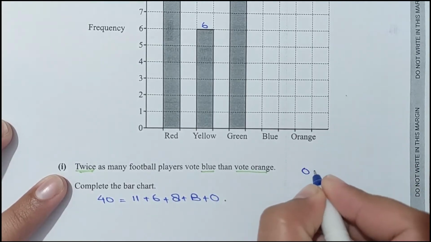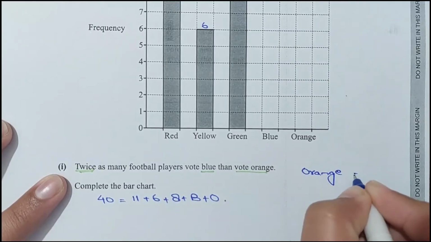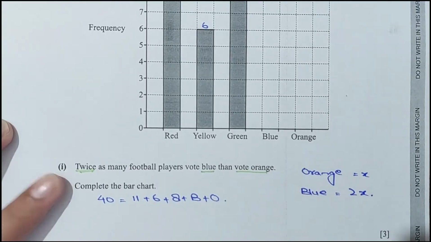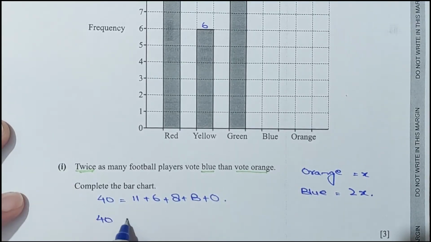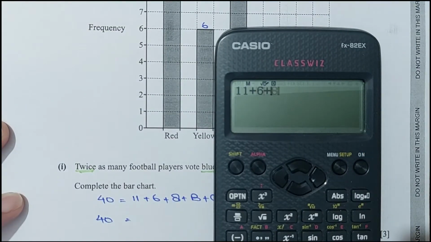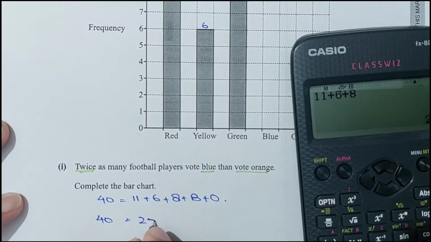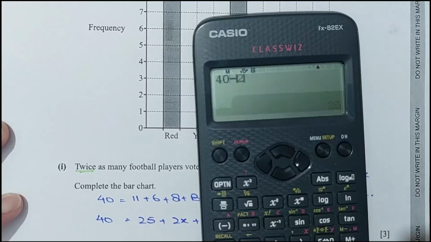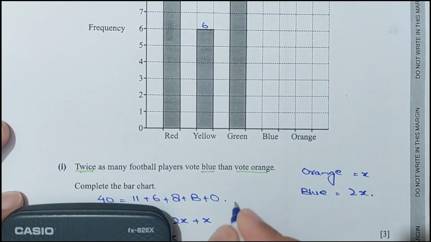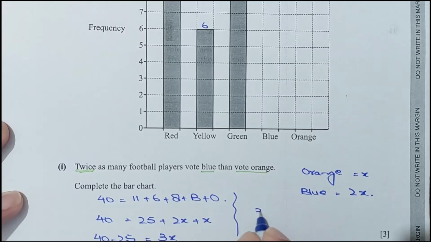Let's say the orange is x, then the blue would be 2 times x. So 40 equals, let me add them up, 11, 6 and 8, that's 25, plus the blue 2x and the orange x. 40 minus 25, which is 15, equals 3x. Simplify this further, so 3x becomes 15.